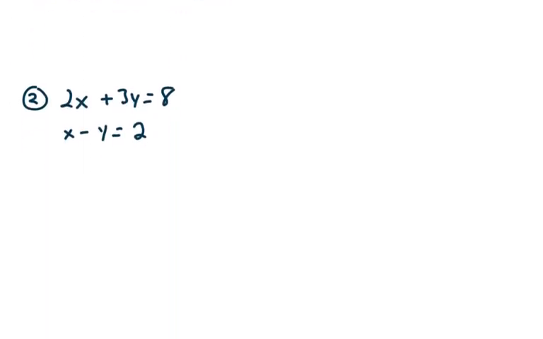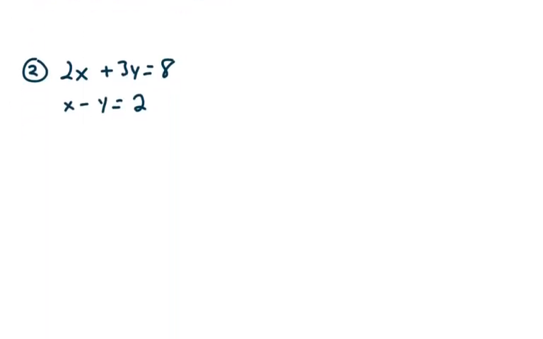Got another one here for you. 2x plus 3y equals 8. x minus y equals 2. So now this one, we're actually going to have to do step number 1 where we have to solve one of the equations for one of its variables. We'll do that here. We'll do that in orange.